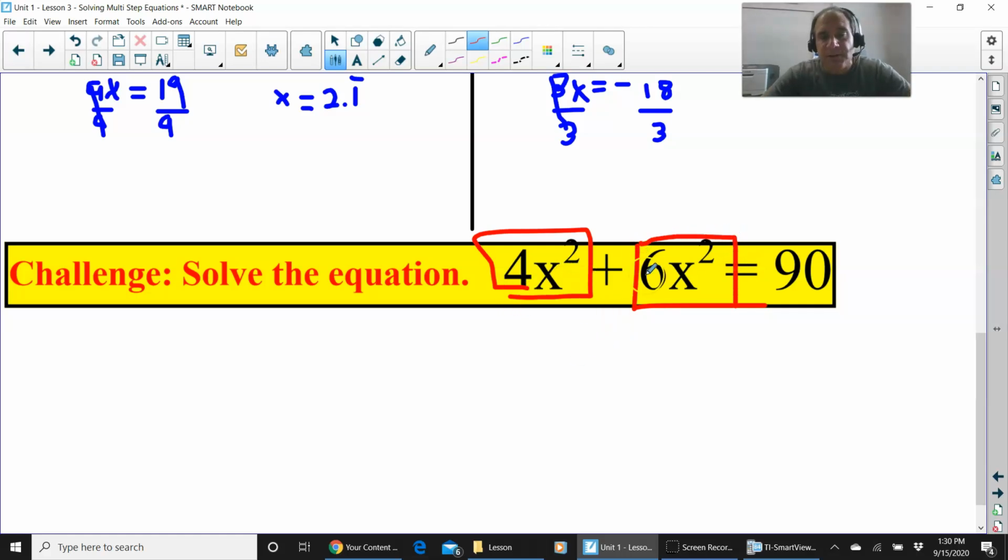Well, 6 plus 4, that's 10x squared equals 90. What would you do right now if you had just 10x equals 90? Well, if you said you would divide by 10, you're correct. And in this case, it's the same thing. You're dividing by 10.